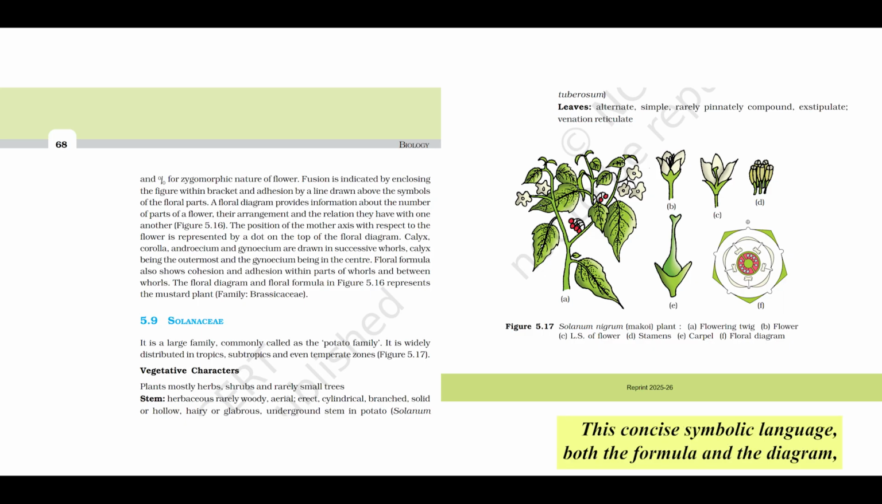This concise symbolic language, both the formula and the diagram, is truly vital for quick reference in exams and in broader botanical studies, turning complex descriptions into easily digestible and comparable information. Absolutely. To really solidify our understanding of how all these morphological concepts and descriptive tools come together, let's apply them to a very important plant family mentioned in the material. Solanaceae. Why is it commonly called the potato family, and what are its key features according to our study material that make it so distinct and recognizable?